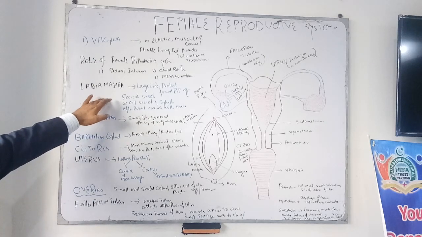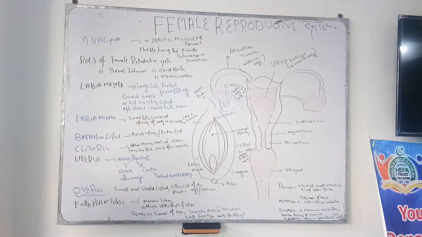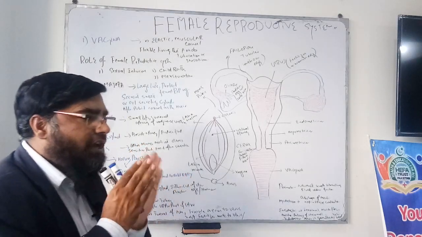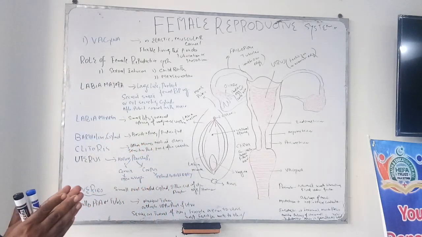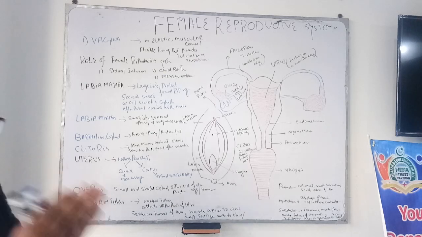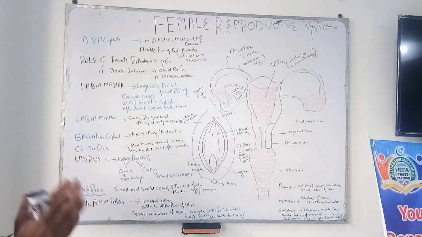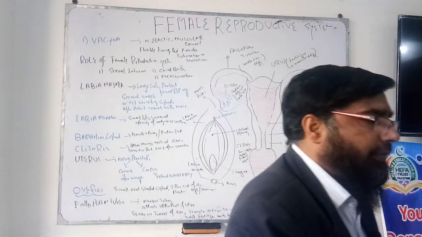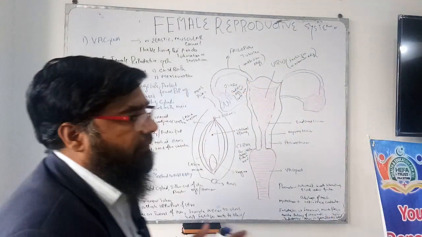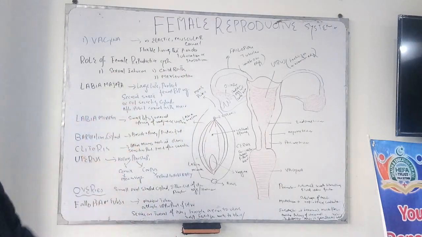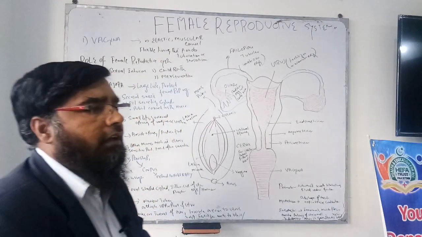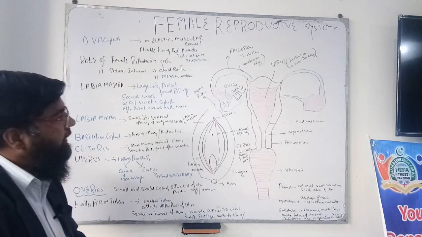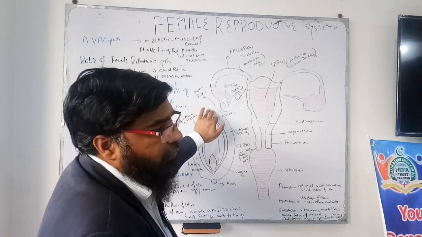So we've discussed labia majora here. Labia majora is the outer major lip of the vagina and it protects the vagina. The other functions include that it secretes sweat and oil-secreting glands that help in lubrication and sensations, and after puberty, hair grows at the mons pubis area.